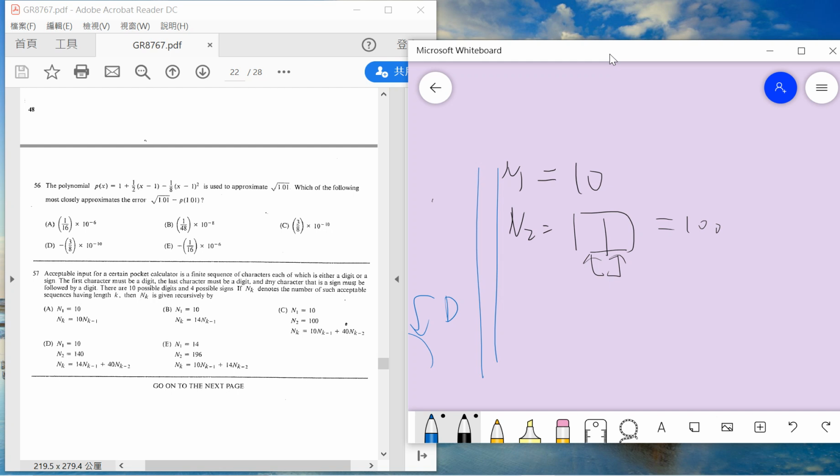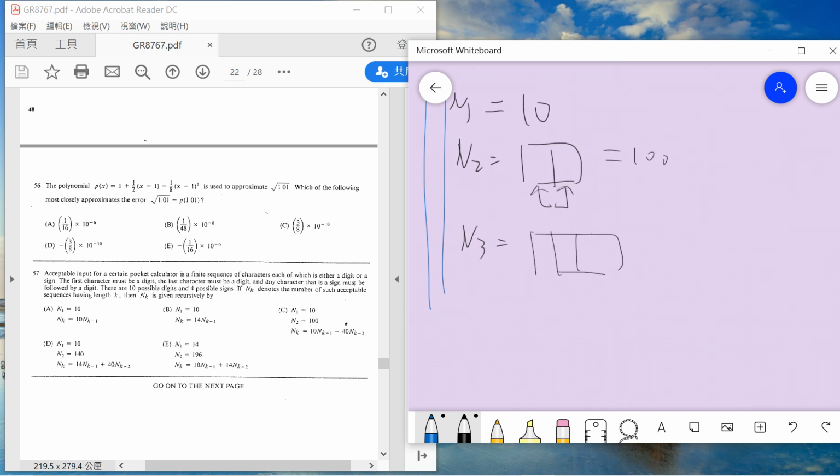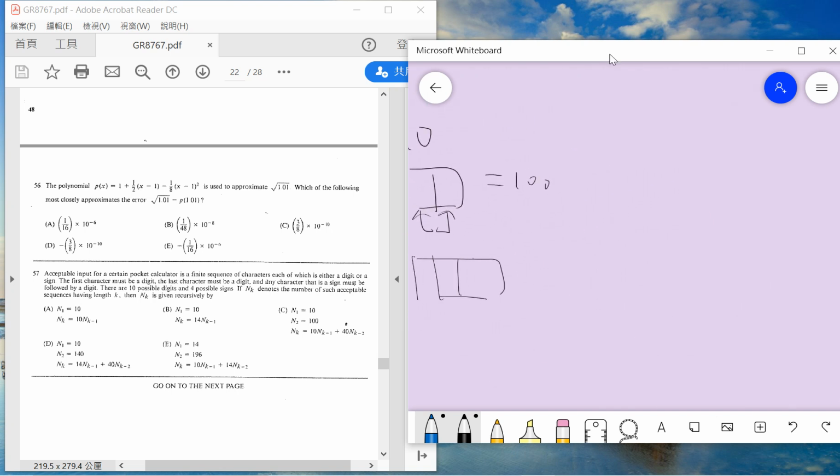Right, 10 squared. And the third one, you have one kind of choice, where all 3 are digits, so you have 1000. And another is where the outer ones are digits and the middle is a sign. Because a sign can only happen in the intermediate, this is 400. So the total is 1400.